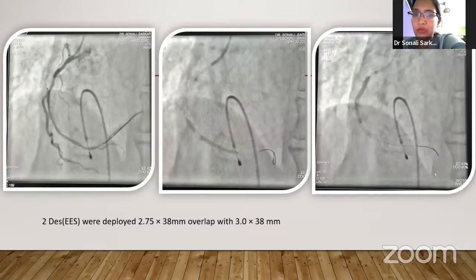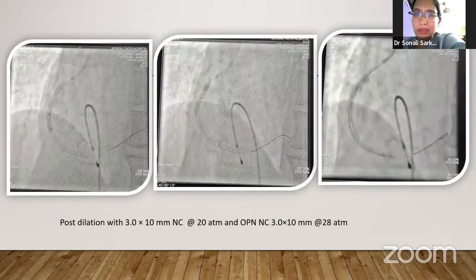Then we used two stents. The distal one was 2.75 into 38. And we can see from the second picture that the distal stent is already distal to the bare metal stent. So we could avoid 3 metal layers here. And the proximal stent was 3 into 38 millimeter, which is overlapped. Next slide.